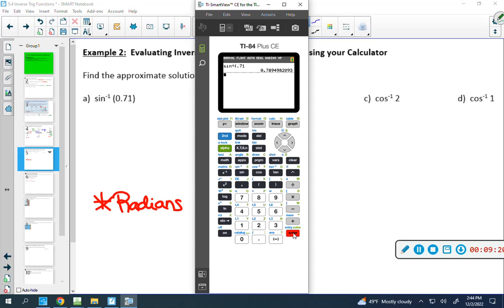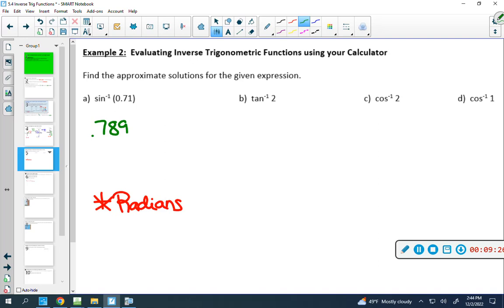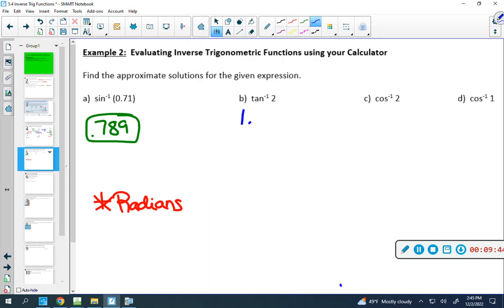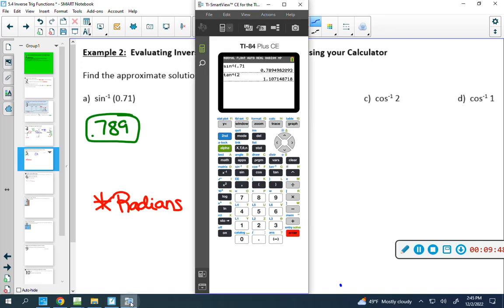All right, what are we going to round to? It doesn't say. 0.789. Okay, tan inverse of 2, type it in. This is nothing magical here. Second tan 2. Can we just round everything to 3 since I did the first one? 1.107. All right, cos inverse, type that one in, second cos of 2.